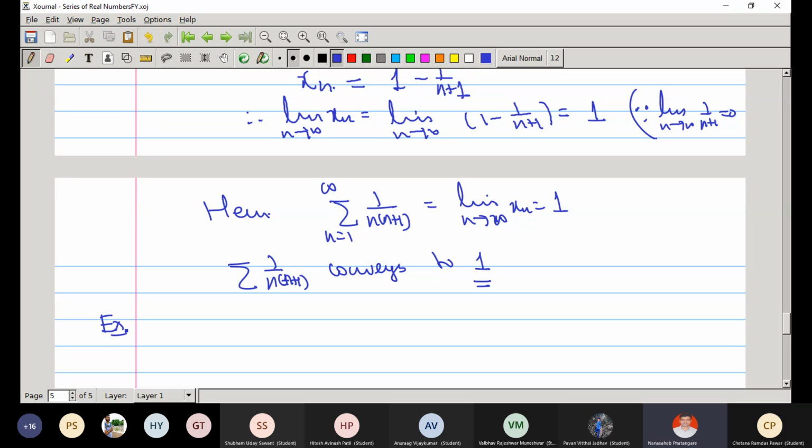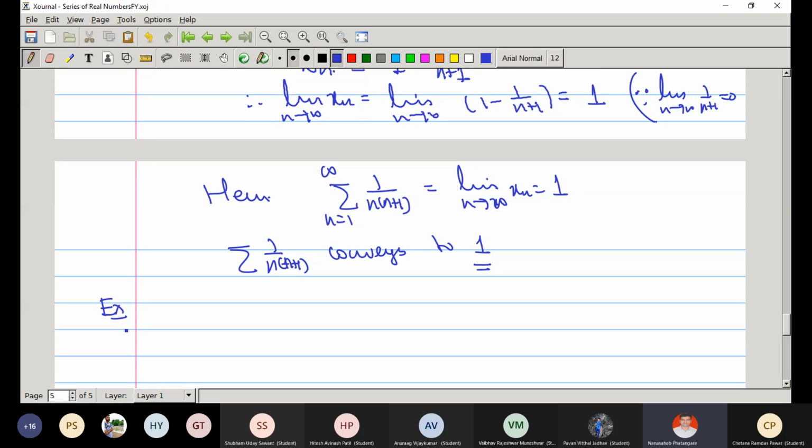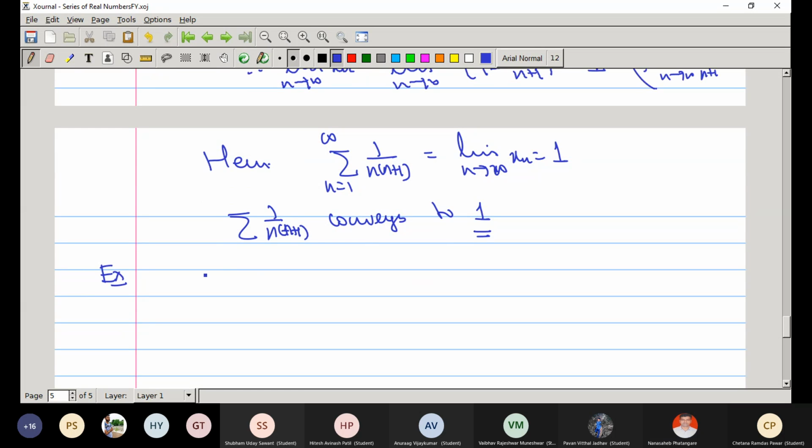Let us see some examples which we have already discussed previously. Consider the series 1 by n square. Of course n starts from 1 to infinity, because we discuss the convergence.